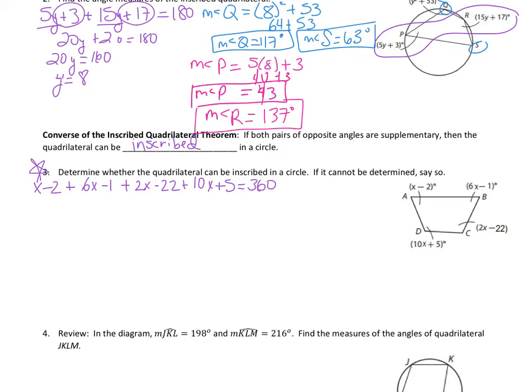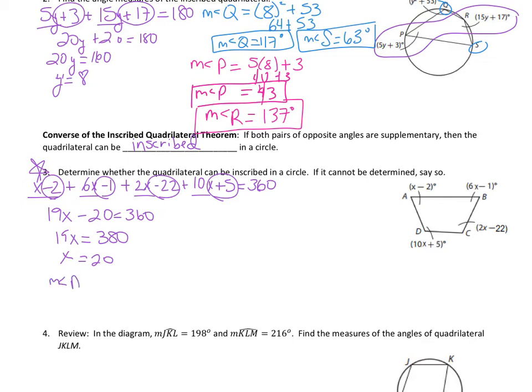All right, so you should have combined your x's together, and you would get 19x, and then if you combine all your constants together, that gives you a minus 20 equals our 360. When you add your 20 over, you should have gotten 380, and then that divides nicely, and we get 20 for our x value. So now that you've got your x value, we need to take it and put it back into all four of those angles. So our measure of angle A, measure of angle B.